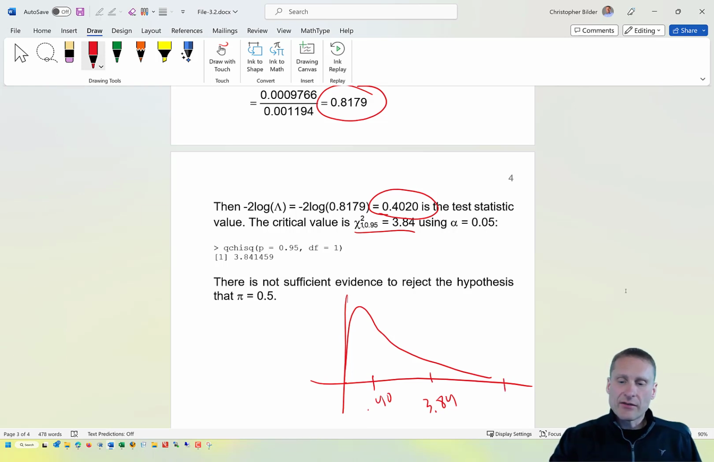If instead I had negative 2 log lambda way out there, well, it's very unlikely to be that far out on the distribution because I have very little probability there. So in that case, I would say reject H0. How would I calculate a p-value? Well, I could take the probability that A is greater than 0.4020, where A has a chi-squared distribution with 1 degree of freedom. I could calculate my p-value like this. Okay, so there is not sufficient evidence to reject the null hypothesis. That then concludes this very short set of notes on doing a hypothesis test for pi.